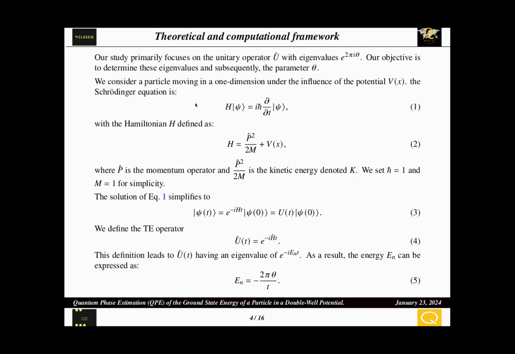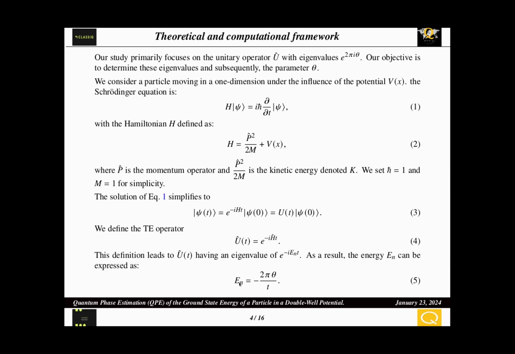So when we consider a particle in a double well potential, we know the Schrödinger equation is given by equation 1, where the Hamiltonian is given by equation 2. In this study, for simplicity, we consider h bar equal to 1 and m, the mass of the particle, equal to 1 as well. The solution of the Schrödinger equation 1 is given by equation 3. From that equation, we can define the unitary operator U of t, which is equal to exponential of minus iHt. If we compare this expression with this one, we see that we can express the energy by equation 5, which depends on the phase theta.